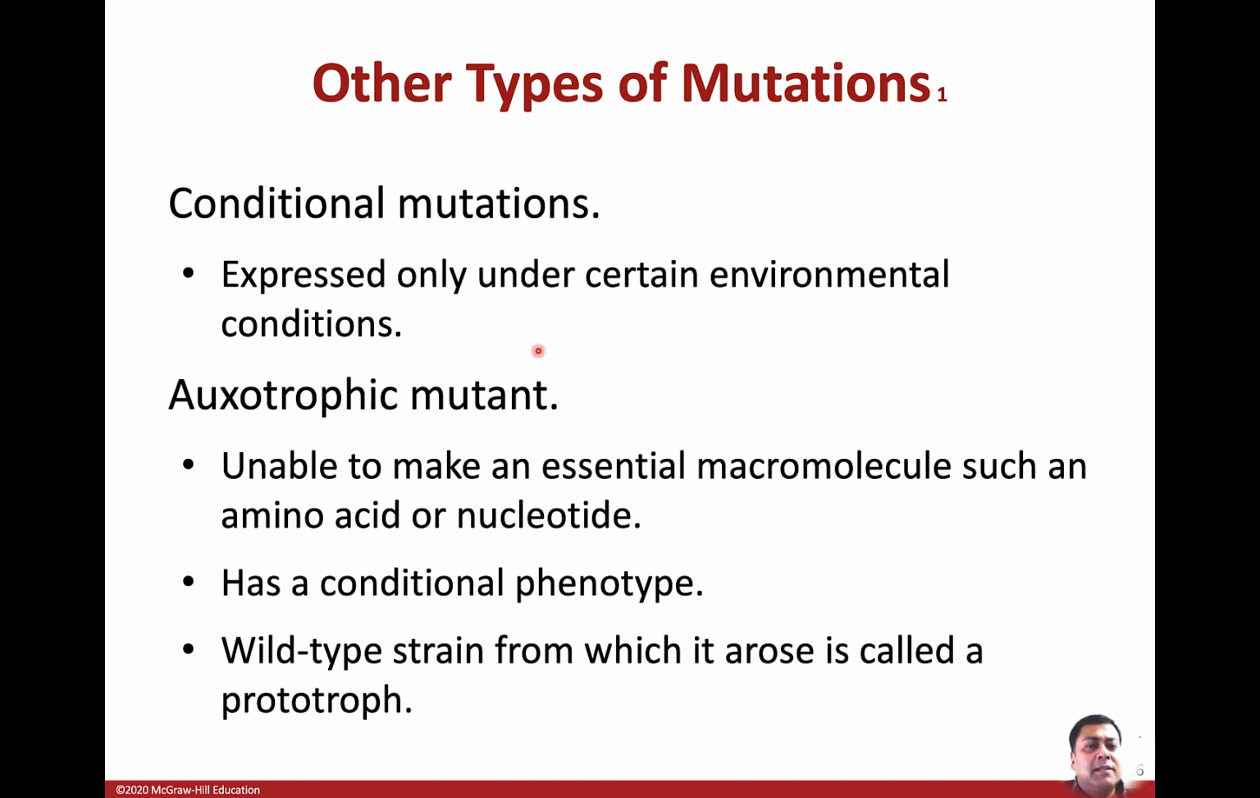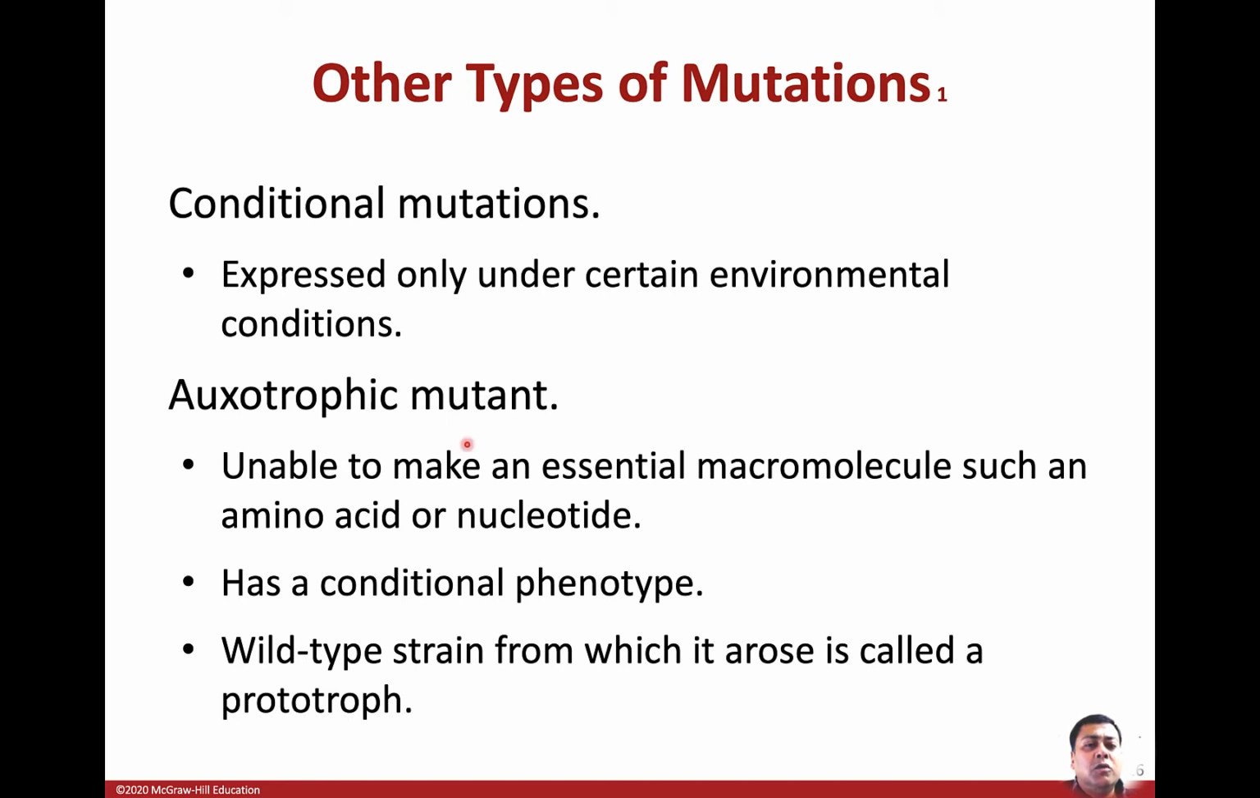Think about it, suppose there is a bacteria which, due to a mutation, cannot grow at 37 degrees Celsius, but it can grow at 25 degrees Celsius. So we can tell that it is a temperature-sensitive mutant: in the cold condition that bacteria will grow, but it will not grow at a higher temperature or its normal condition.